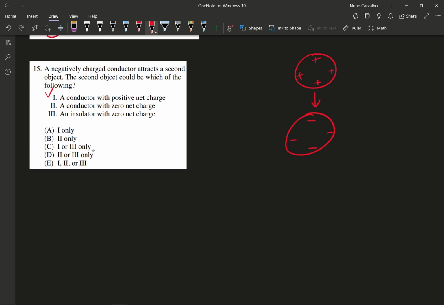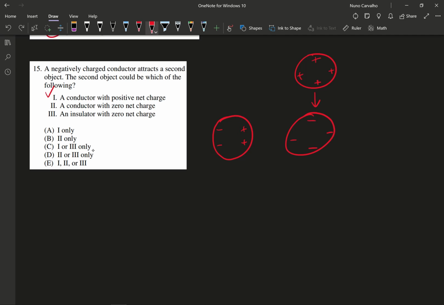So 1 seems correct. Okay, 2, a conductor with 0 net charge. Well, we might think because it has a 0 net charge, it wouldn't be feeling any attraction, but that's not true because it's a conductor, which means that the charges are free to move around. Originally, maybe our conductor would look like this. There's no specific charge distribution. But in reality, the electrons would feel a repulsion from the negatively charged conductor, and so they'd move here, and so then you'd have a net charge that's positive here and a net charge that's negative here inside of the conductor.